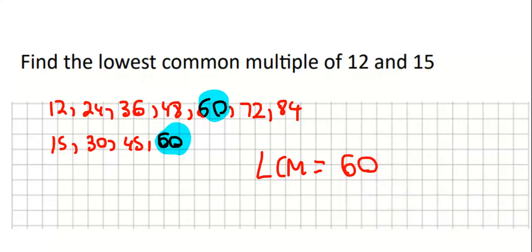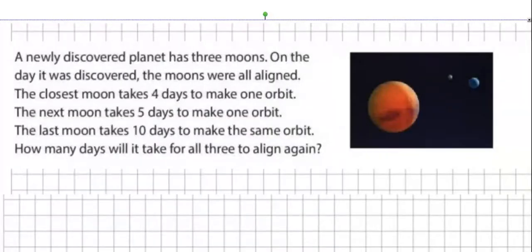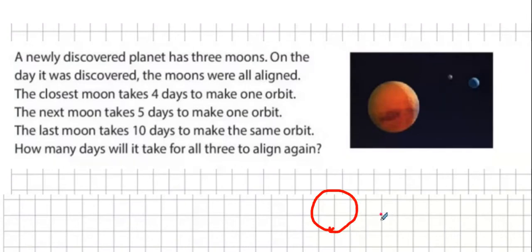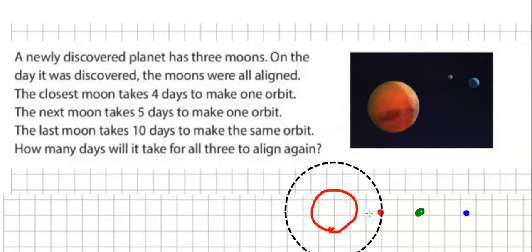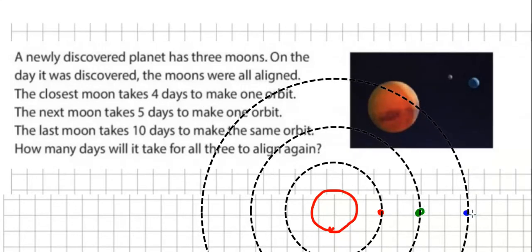Okay. Now, what we're doing next is a newly discovered planet has 3 moons. On one day, all 3 of them are in orbit. So here's a planet, and here's the red moon, green moon, and blue moon. Now, if you look at the orbits, I wonder if I can do a dotted line for this. So that's one orbit. That's the other orbit. And that's the other orbit. Does everybody see that?